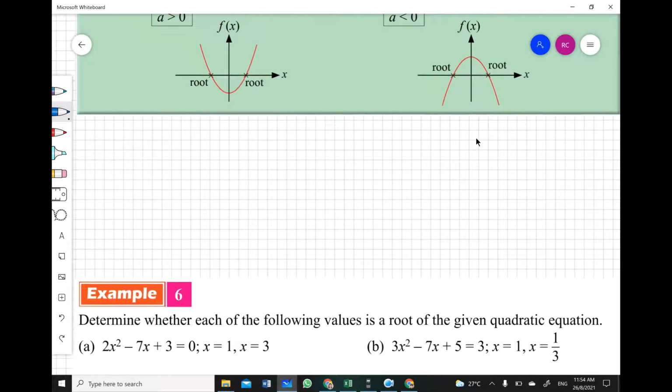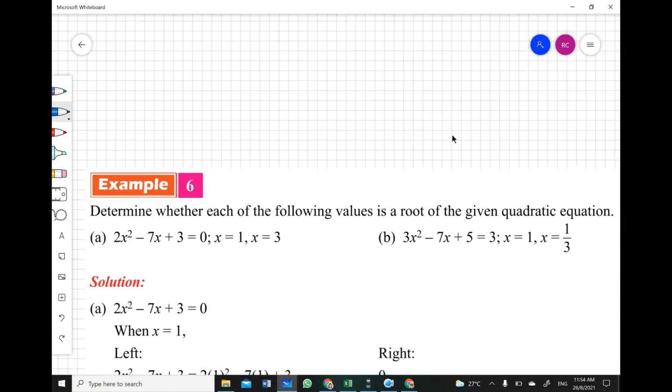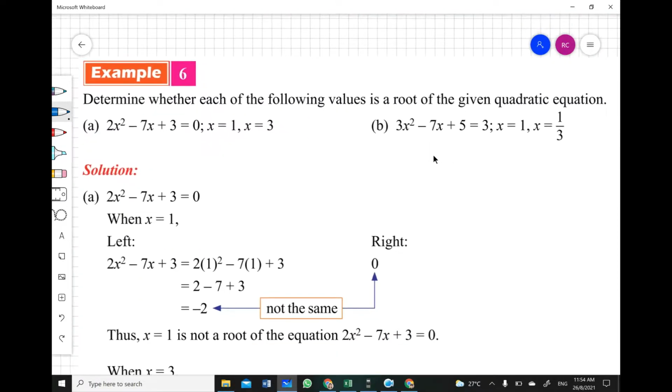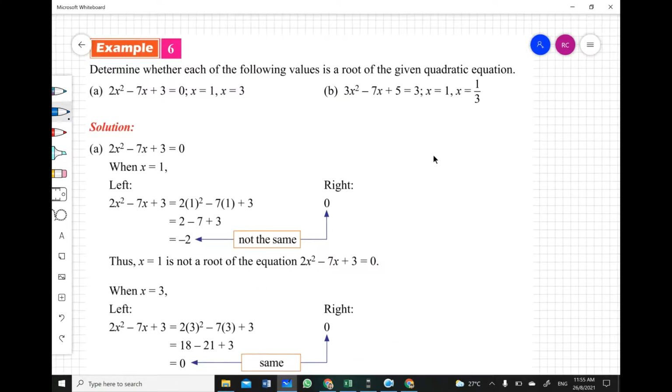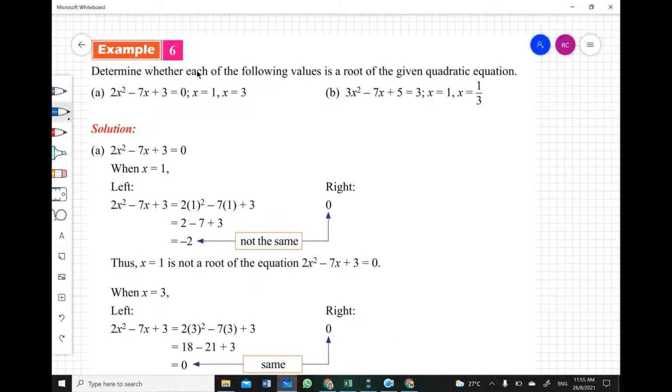Okay, I carry on. Now, determine whether each of the following values is a root of the given quadratic equation. So for this type of question, when you are asked to find out whether the root given, x equal to 1, x equal to 3, is a root of the quadratic equation or not, are they the roots for it? So what you need to do, you just need to substitute the value of x into this part here. Okay, so you are going to get the value like this. You substitute all the 1 into it, and then you are going to get this. And you compare with the value on the right.